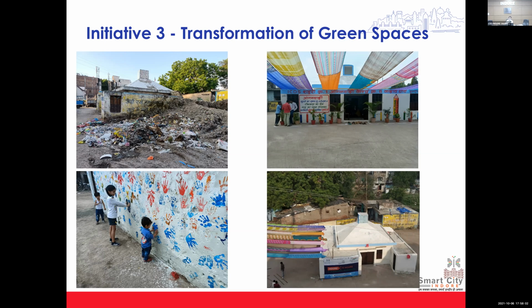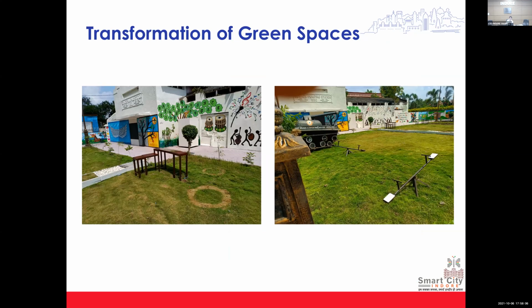Now coming to another aspect. What we can see in the photo on the left, the white structure, is basically an old sewage treatment plant which was no longer in use. So this was a dumping ground of garbage. This has been completely transformed into a green garden. So we are basically in the process of making such green spaces all across Indore.